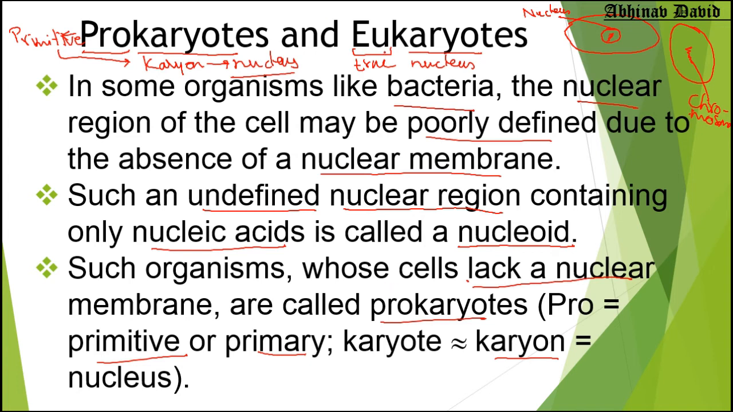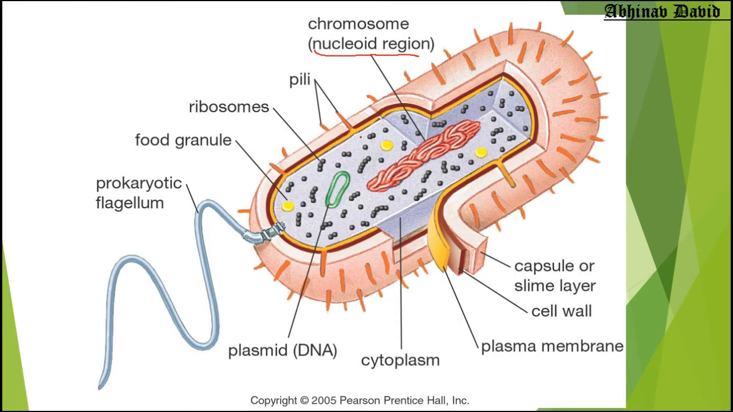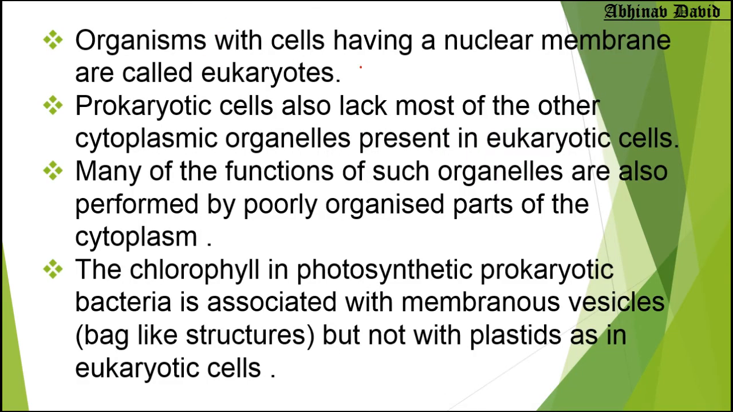And what about eukaryotes? Eukaryotes have a proper nucleus, and they have a nuclear membrane. That is why a proper nucleus is there. Now let us discuss more about prokaryotes. You can see here the nuclear membrane is absent, and there are different parts which are doing the functions. Organisms with cells having a nuclear membrane are called eukaryotes.